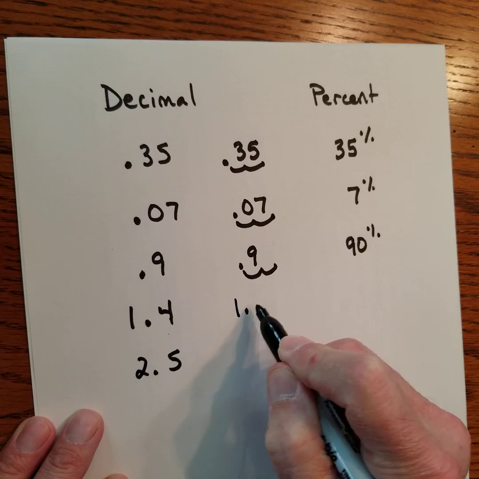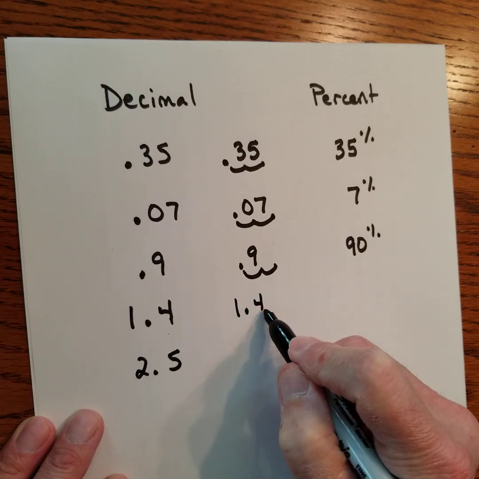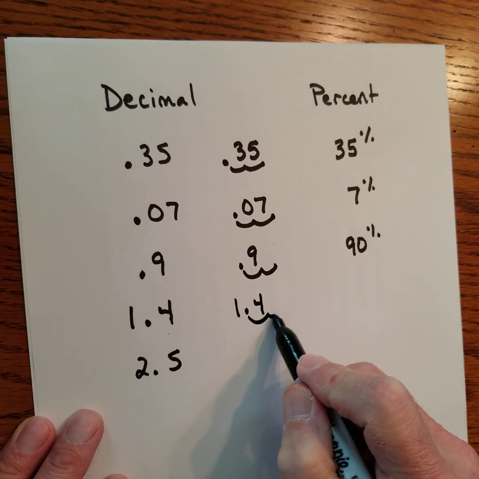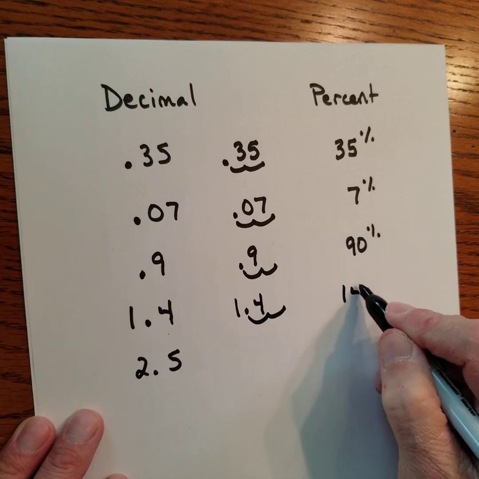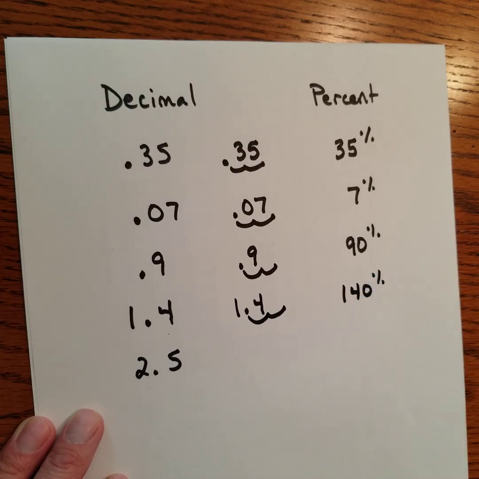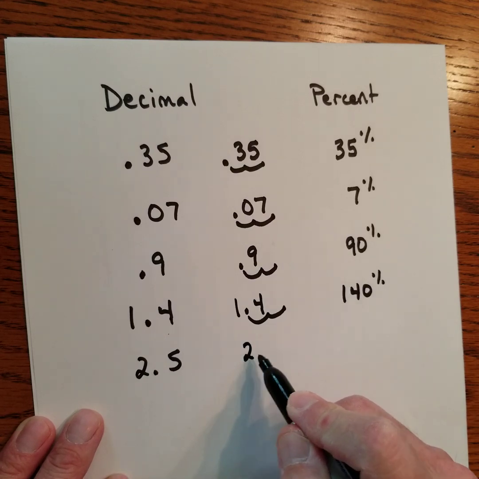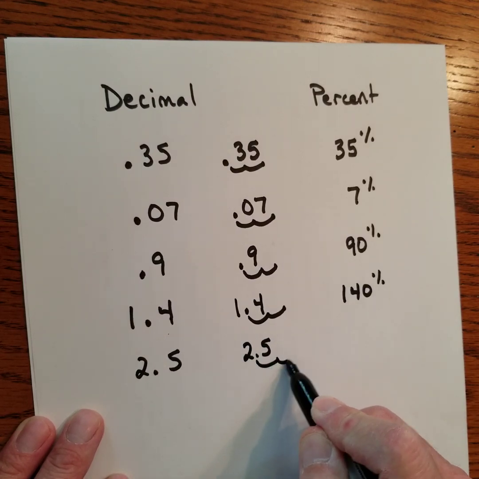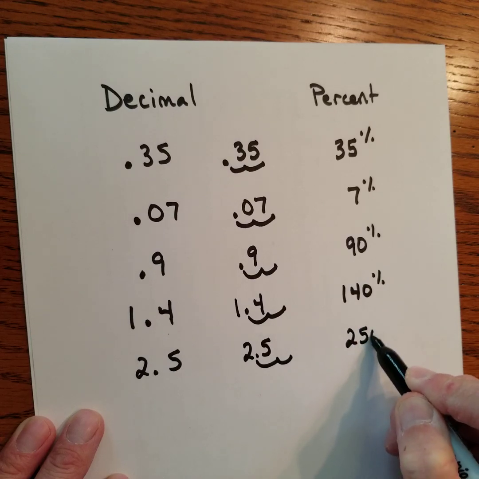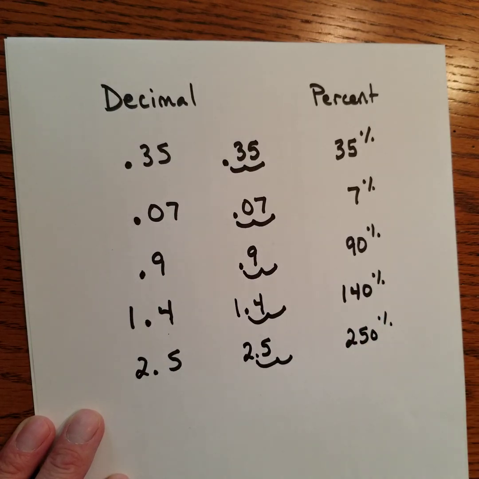1.4, always move the decimal point 2 spots. 1.4 is 140%. And 2.5 is 250%.